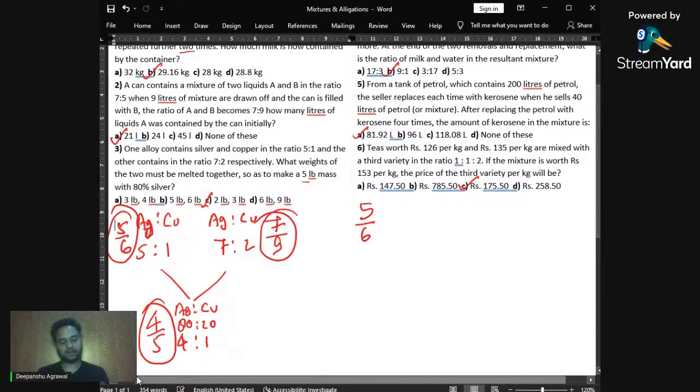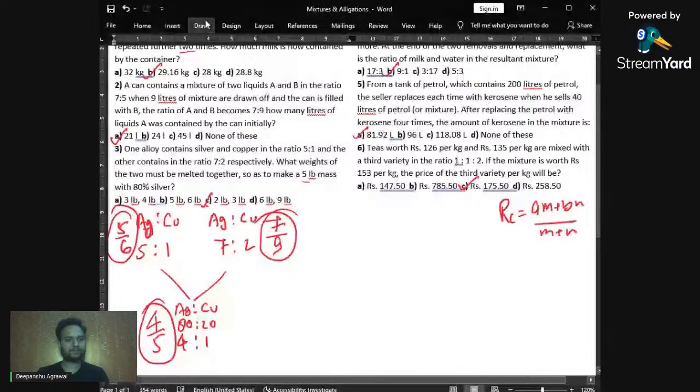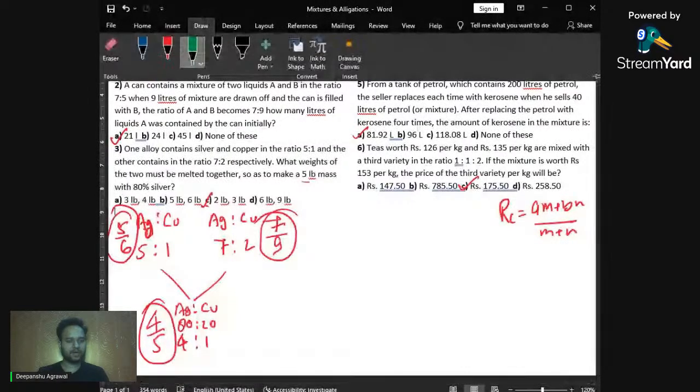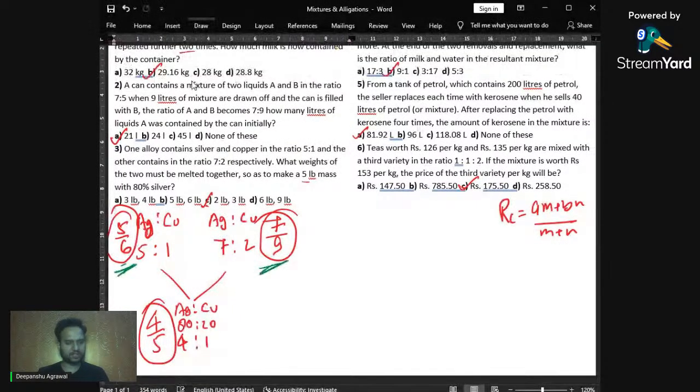You should be knowing a formula, resultant concentration. This formula I have told in the last lecture also, last session also. So this was AM plus BN divided by M plus N, where A and B are the two concentrations that are 5 by 6 and 7 by 9 here, and M and N is the ratio in which they would be mixed. Correct. So M by N is what we need to determine in this case. We actually need to determine M by N.